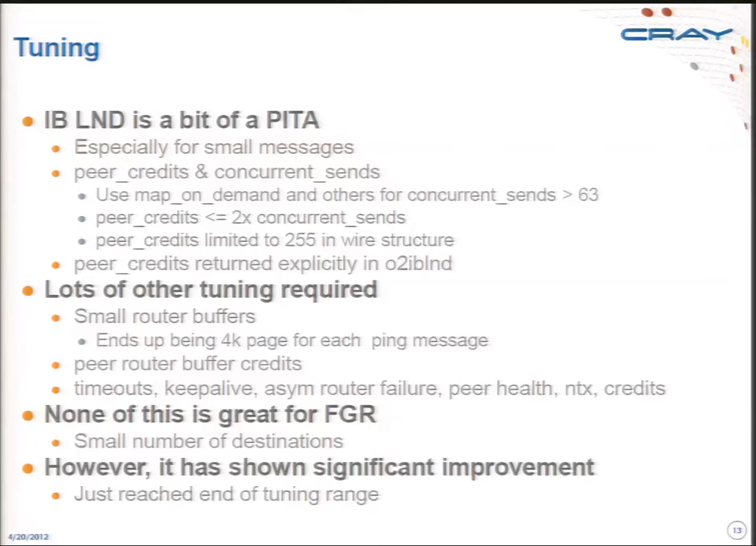And just a brief note that there's a bunch of other things that end up being a little twitchy for the configuration. Timeouts, keep alive. Isaac touched on asymmetric router failure and peer health, which go hand in hand. And then for the InfiniBand LND, there's ntx and credits that we end up tweaking. None of this is really great for fine-grained routing. We have so few destinations that we're really relying on a per-peer connection and trying to saturate it with small messages. And the InfiniBand LND just isn't set up to do small message saturation.